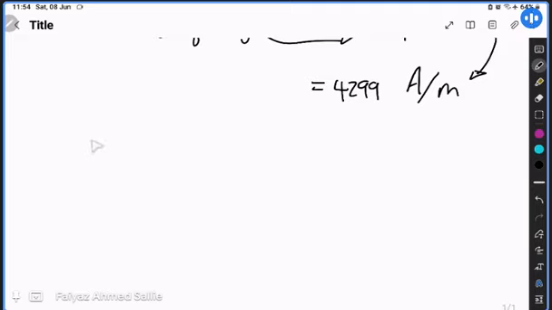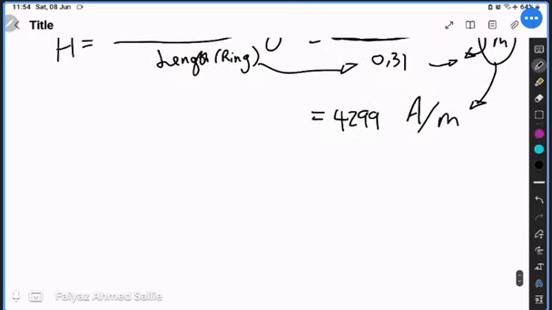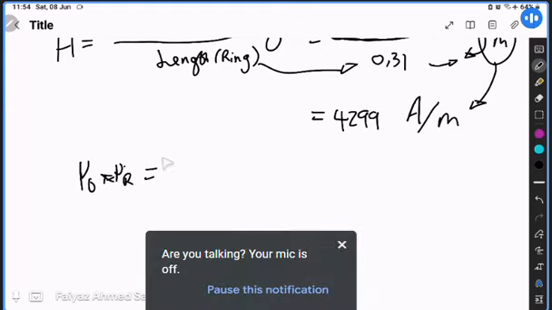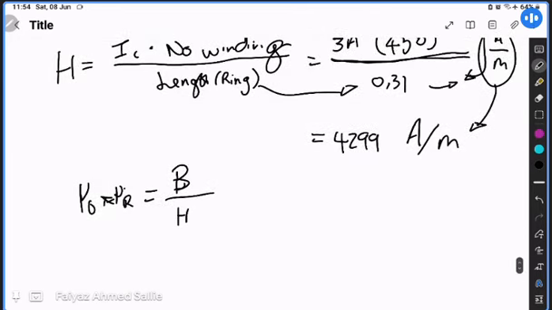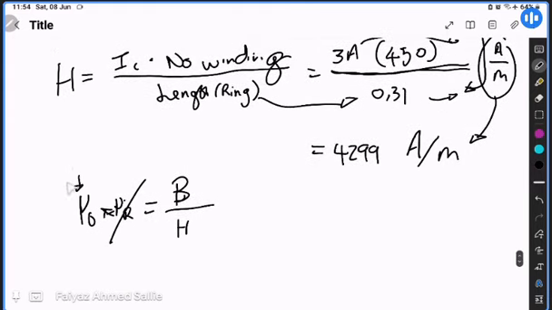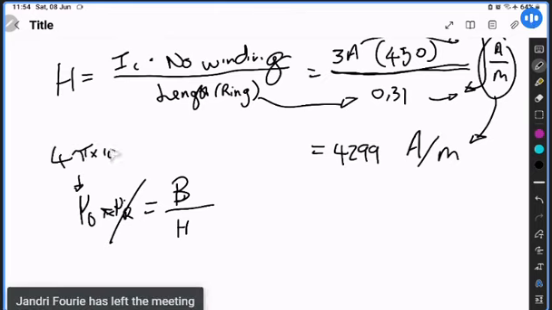So I think mu of air multiplied by mu of the material is equal to the flux density over field strength. So we're going to ignore this one, and we know that this one here is a constant of 4 pi times 10 to the negative 7.